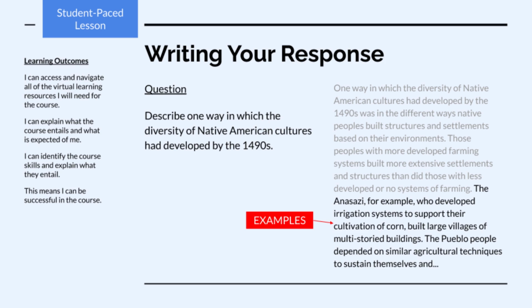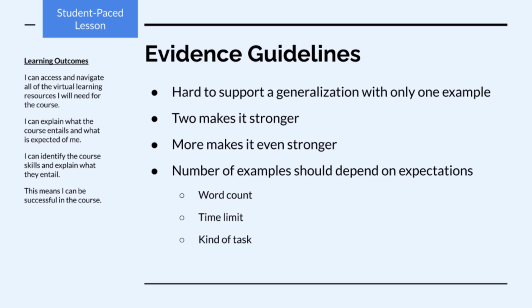The Anasazi, for example, who developed irrigation systems to support their cultivation of corn, built large villages of multi-storied buildings. The Pueblo people depended on similar agricultural techniques to sustain themselves, and so on and so forth with the remainder of my examples. When it comes to supplying specific relevant evidence, how do you know when you have enough? Well, as a general rule, it's awfully hard to support a generalization with only one example. Two examples makes a generalization much stronger. Even more than two makes it stronger than that.